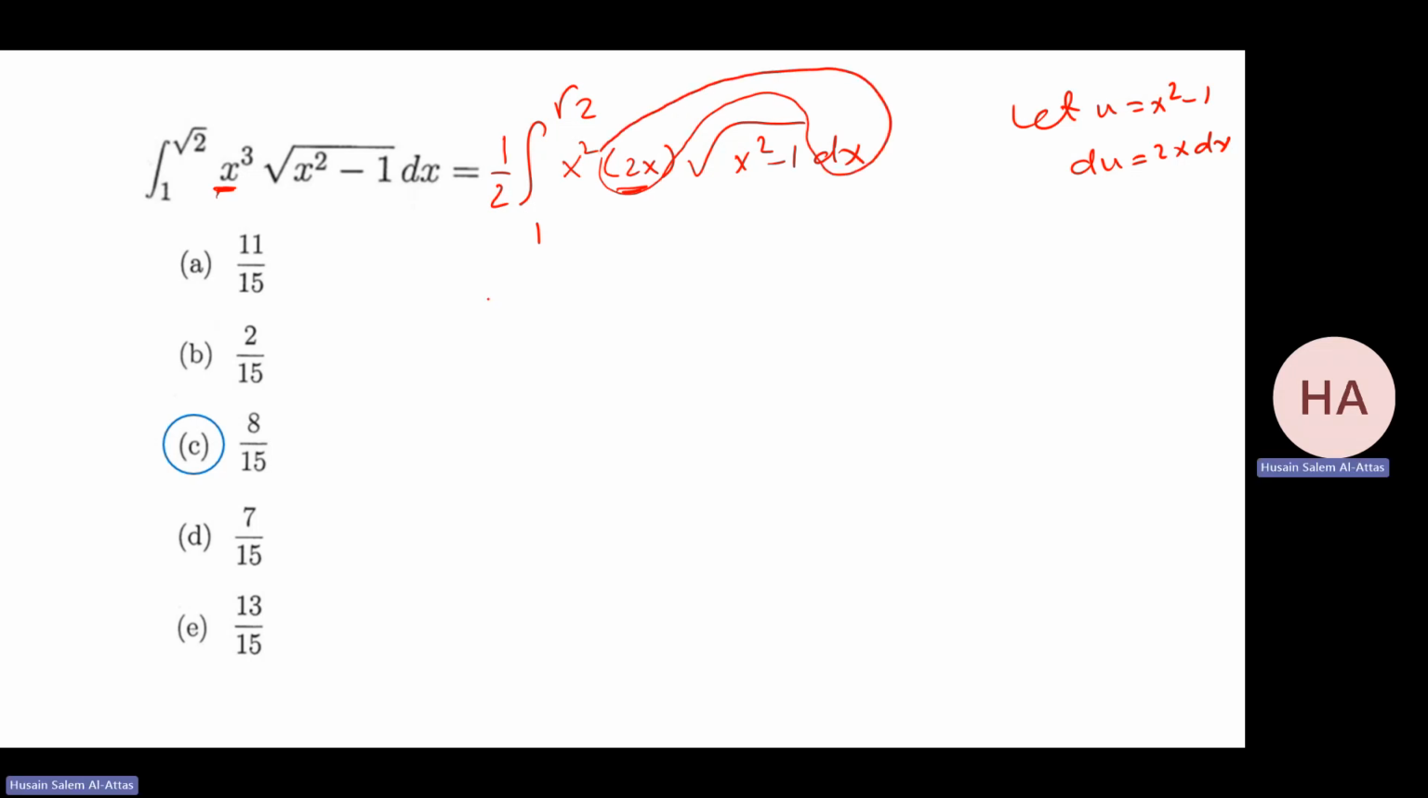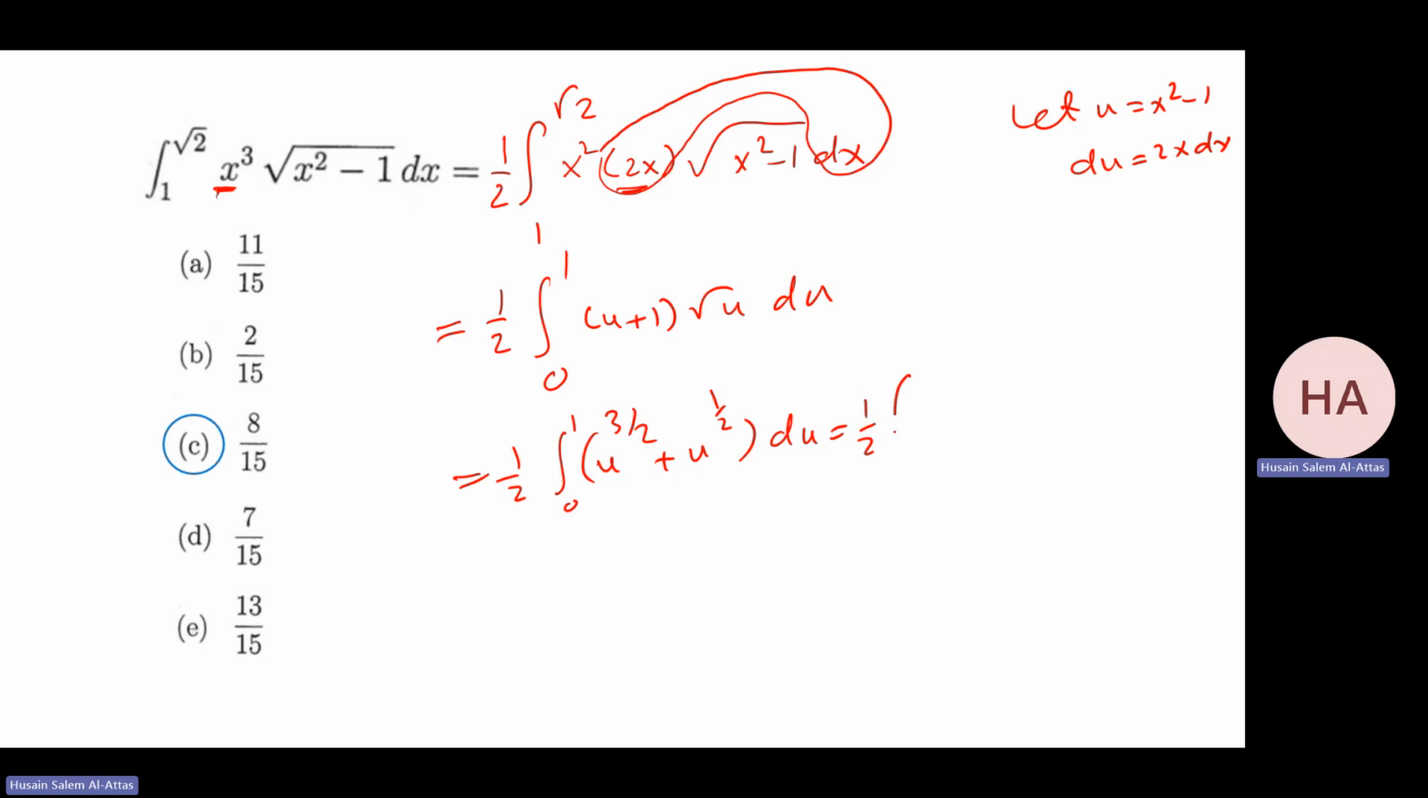The x squared will be what? Will be u plus 1. So I have u plus 1 square root of u du. Now the limits, put the 1, it will be 0. Square root of 2, it will be 1. So that will be half, 0 to 1, u to the power 3 over 2 plus u to the power half du. Do the calculation.